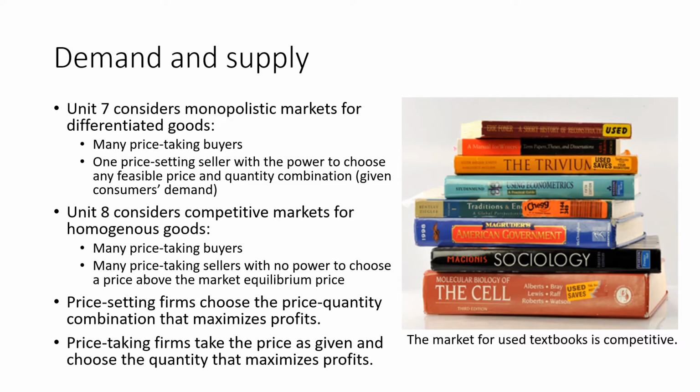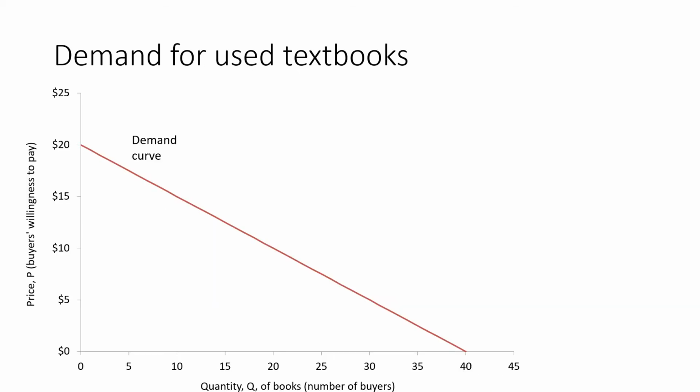You can think of the market for used textbooks as a fairly competitive market. The market for new textbooks is not similarly competitive, because any given book company, McGraw-Hill or whatever, is always thinking about the downward sloping demand for the book and thinking about whether or not to raise the price and sell it to fewer people or lower the price and sell it to more. Let's think about the demand for used textbooks.